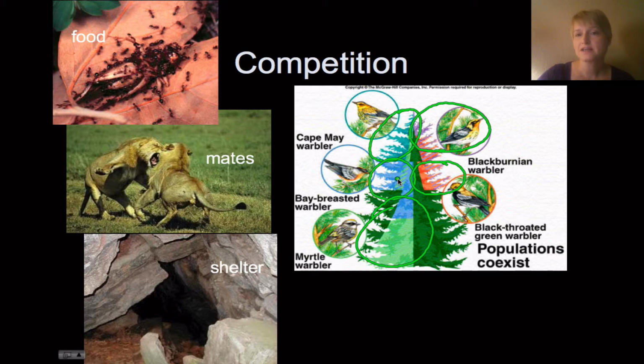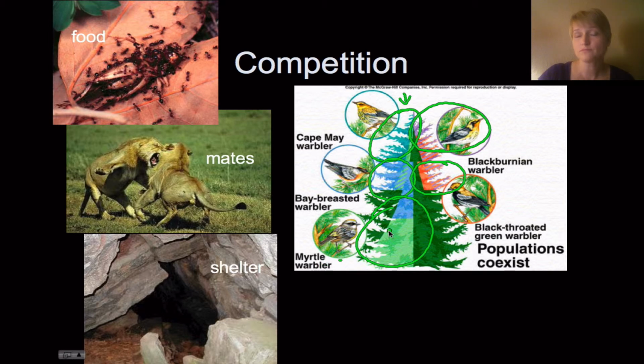So because they've each filled the different niches, they coexist together and they're not competing as much. Like the Cape May warbler doesn't have to compete with the myrtle warbler. They're separate from each other. These guys are using a different food source. They're using a different type of shelter, so they're not competing with this warbler.